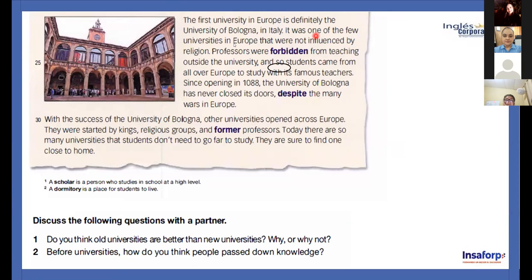The first university in Europe is definitely the University of Bologna in Italy. It was one of the few universities in Europe that were not influenced by religion. Professors were forbidden from teaching outside of the university. And so students came from all over Europe to study with its famous teachers. Since its founding in 1088, the University of Bologna has not closed its doors despite many wars in Europe.